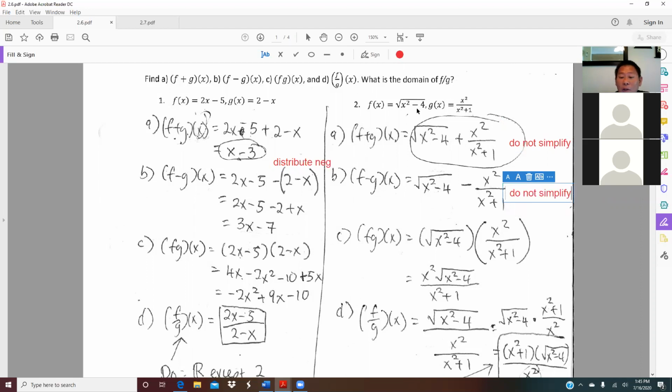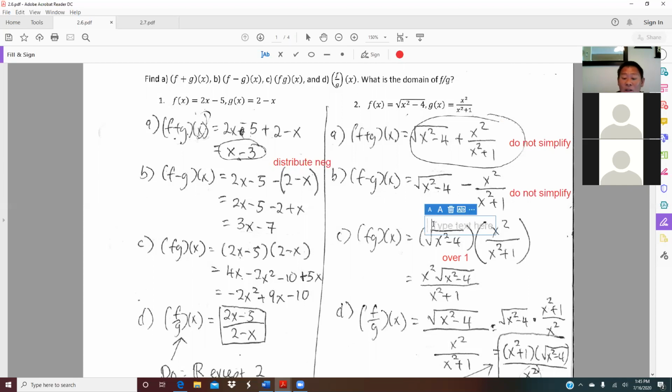When you multiply these two together, the only thing you can do is just put this on top, just combine this, because this is over 1, right? The square root of x squared minus 4 over 1, and then you just multiply the square root of x squared minus 4 over 1 by x squared over x squared plus 1.